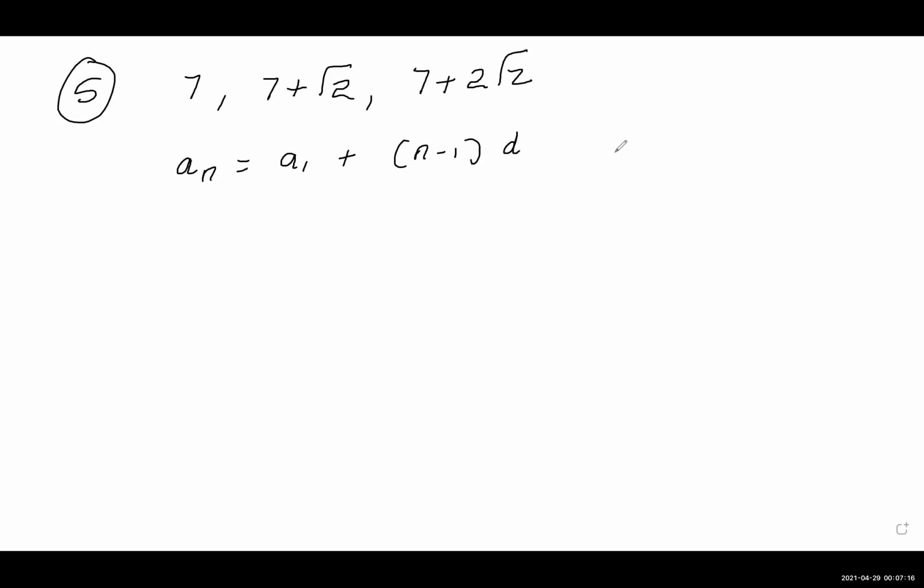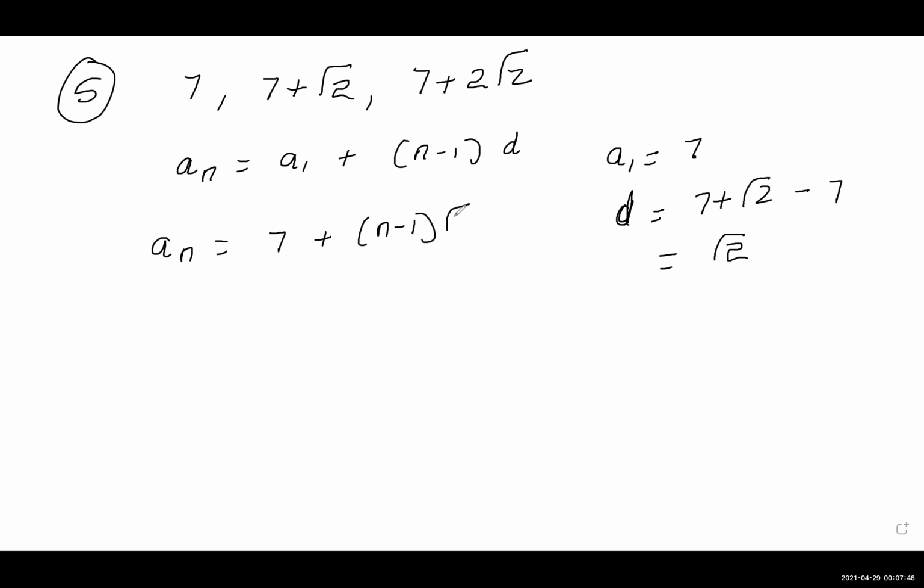Okay. So what's the first term? A1 is going to be your first term, right? So that's going to be 7. What's the difference? What's the d value? It's the difference of these two. So 7 plus square root of 2 minus 7. So we take the second term minus the first term. So that'll give you square root of 2. That's your d value. So just plug it in. A1, which is 7, plus n minus 1 square root of 2 is your answer.